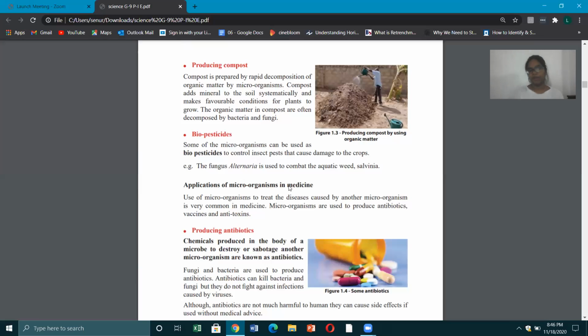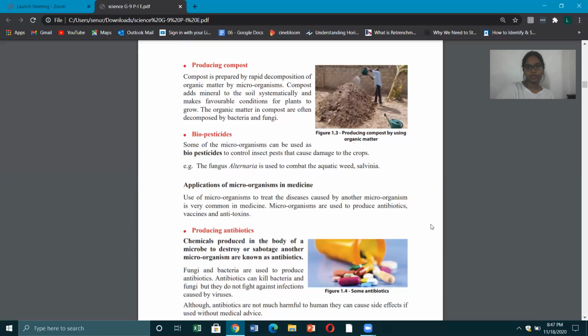Underline it, because there might be a question asking you, out of the following microorganisms, what are the two types of microorganisms that help in decomposing organic matter in order to make compost? So who are the two? Bacteria and fungi. Okay.